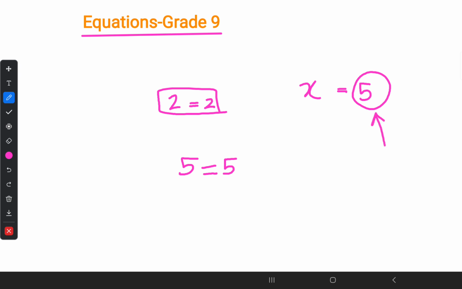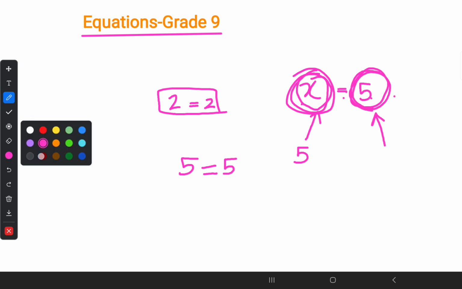The number 5. And x also is equal to 5. That means x will also hold the value 5. Since the variable and the number are the same, we can determine that both have the same values. 5 is a known quantity, so the unknown value will also have the value 5.